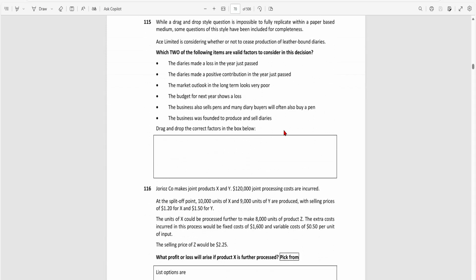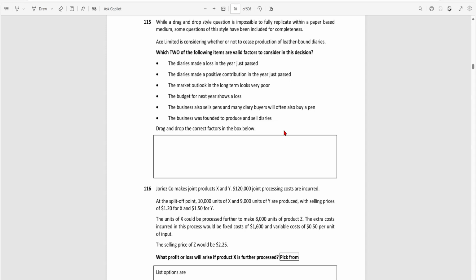Okay, so the next one is 115, and the question says, which two of the following items are valid factors to consider in the decision? So the background is, while a drag and drop style question is impossible to fully replicate within the paper based medium, some questions of this style have been included for completeness.